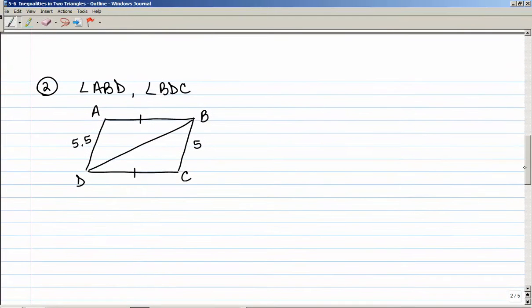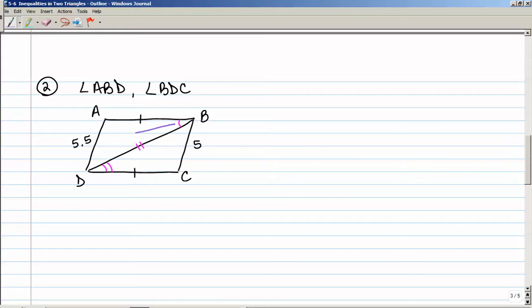Now we need to compare the measures of these two angles. I'm going to go ahead and mark them here to make it a little bit easier. Angle ABD, so we're looking at this angle here, and angle BDC, which is this angle here. And we know that they're not congruent to each other. We do know that segment BD is congruent to itself.